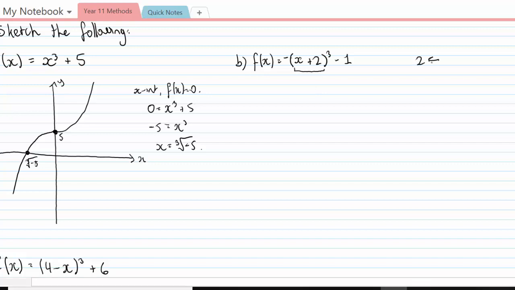I'm just going to summarize the changes here. So we're going 2 units to the left. This part here is moving the graph vertically, so it's going to translate it 1 unit down, or 1 unit in the negative direction of the y-axis.